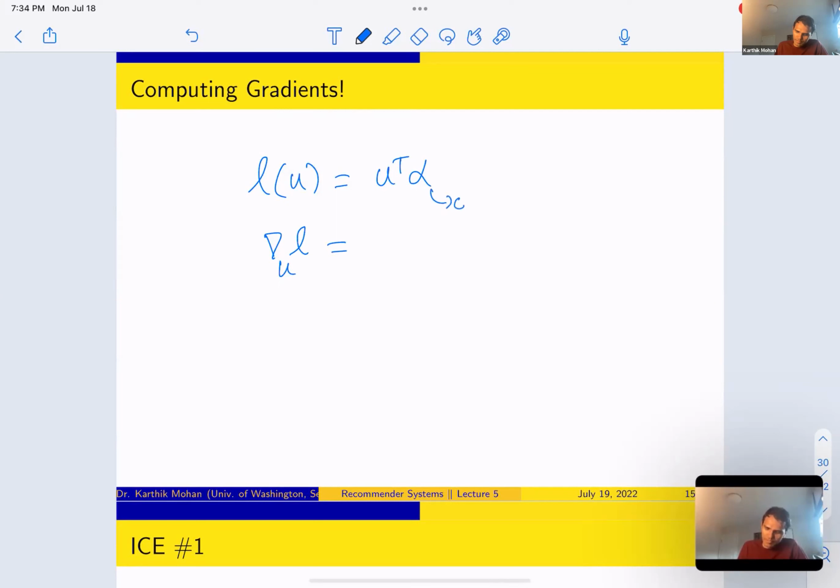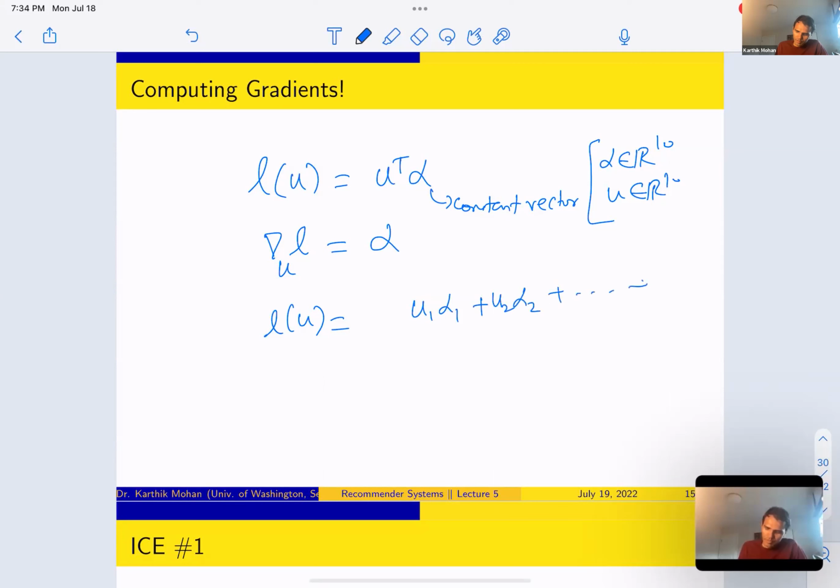Alpha is a constant vector. So let's say alpha is in 10 dimensions. U is also in 10 dimensions, right? So this would be alpha. You guys see this? In this case, it's not too complicated because you would say L of U is U1 alpha 1 plus U2 alpha 2 plus so on, U10 alpha 10, right? This is true.